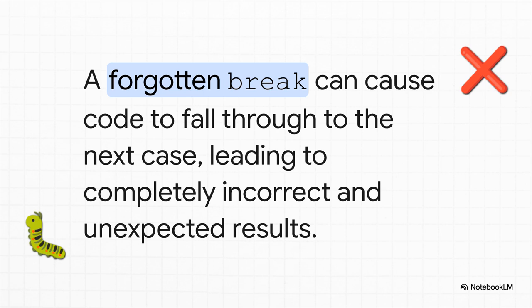Imagine you've got a switch for days of the week. If the day is Monday, you want it to say weekday. But if you forget that little break statement, the code just barrels right on through into the case for Saturday, and suddenly your program is incorrectly spitting out weekend. It's a tiny typo that causes a completely wrong result. And trust me, these bugs can be a nightmare to hunt down.